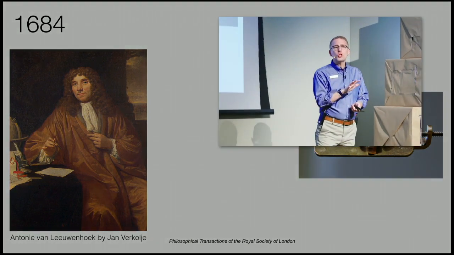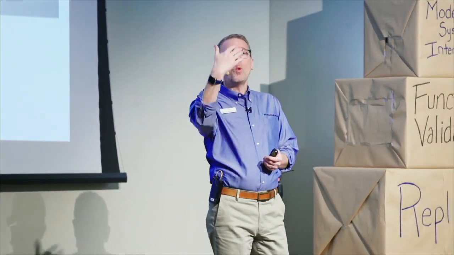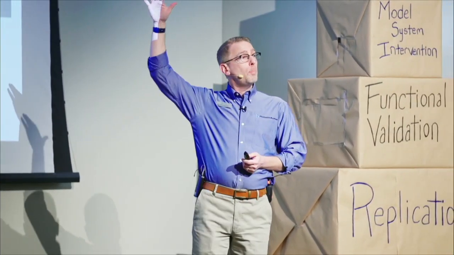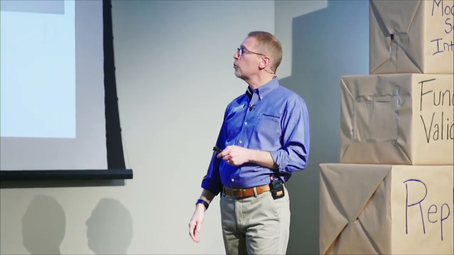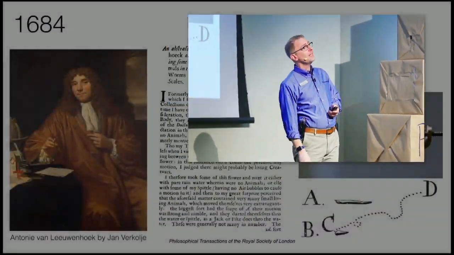He was an amateur scientist, but he had that incredible thing that you love in a scientist. He was curious. He asked all kinds of questions. He looked at everything through his microscope. He looked at pond water, at blades of grass, at insects. And in 1684, he wrote to one of his friends in England, who published his writings in the Philosophical Transactions of the Royal Society of London.